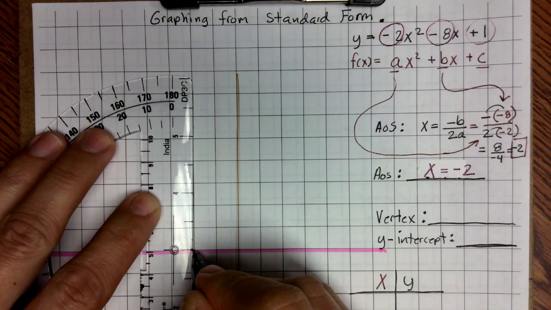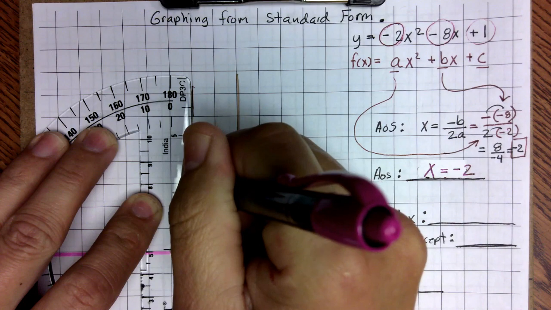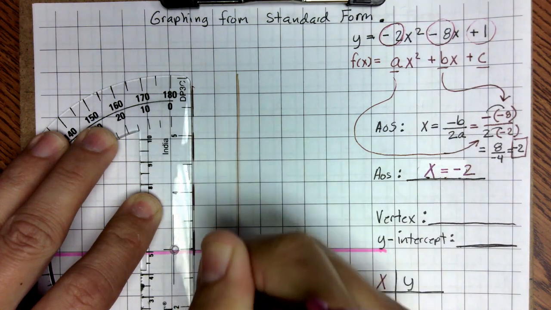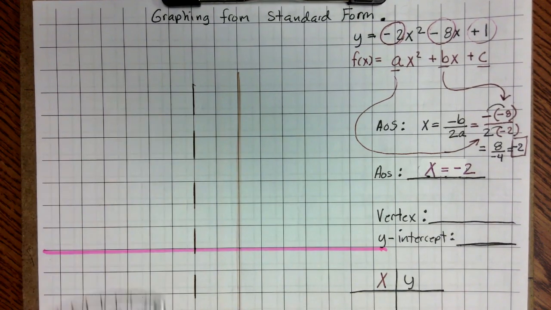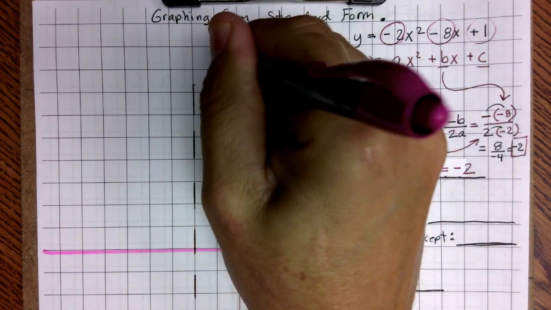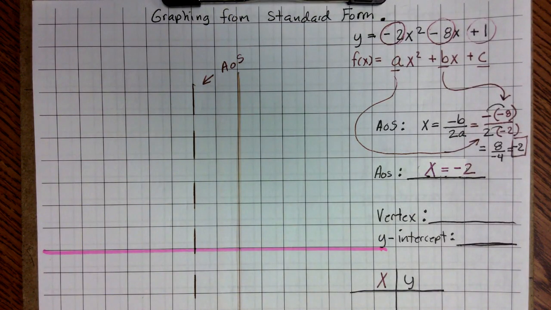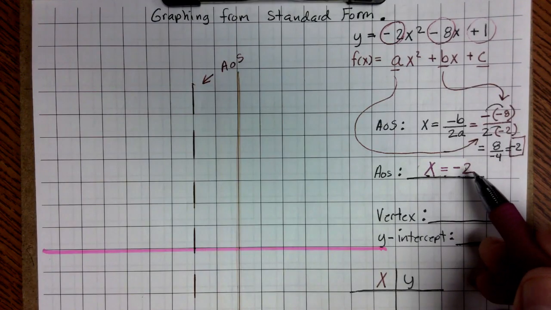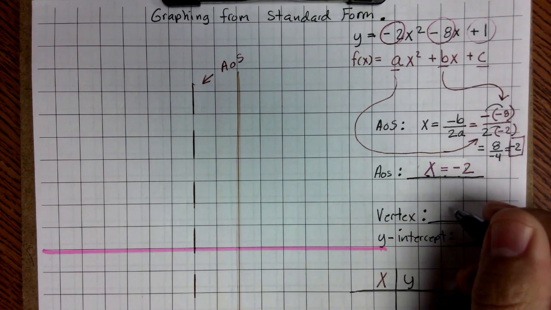So let me go ahead and draw my axis of symmetry real quick. Alright, so that is my axis of symmetry. I'm just going to label it AOS, or axis of symmetry. Now, since this axis of symmetry value is -2, I know part of my vertex.